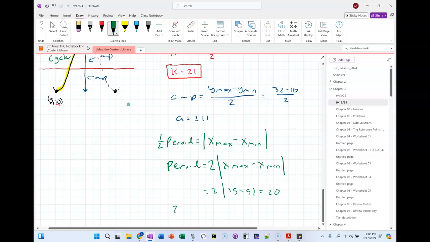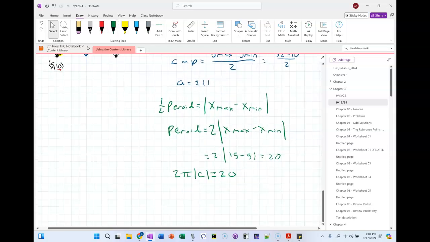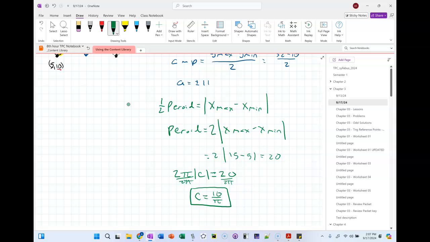And what's the period again? 2 pi times the absolute value of c, then equals that 20. How do I get the c by itself? Divide by 2 pi. So if I reduce, I get 10 over pi, and we always pick the positive, so I'm not going to bother with the plus or minus. Is everybody okay there? So we solved for the period first, and then we plugged that period into equaling 2 pi c. So far, so good?